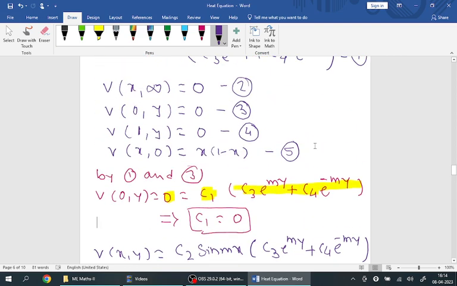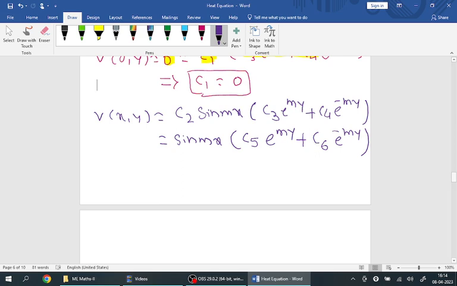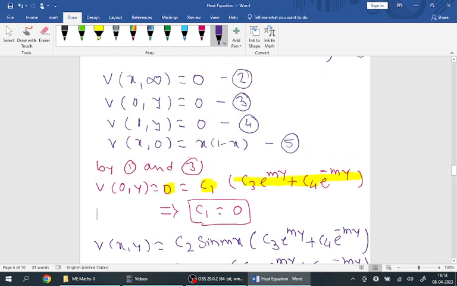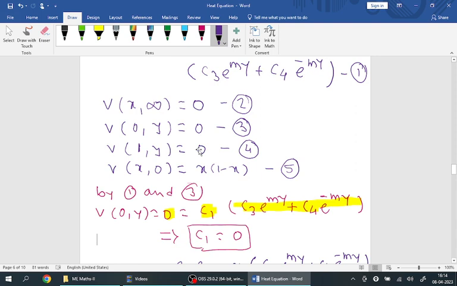So what is the next equation? 6. So this is our solution 6. Now in solution 6, how many constants are left? C5, c6 and m. 3 constants we have to find out with the help of 3 remaining boundary conditions. So which one should we apply now?